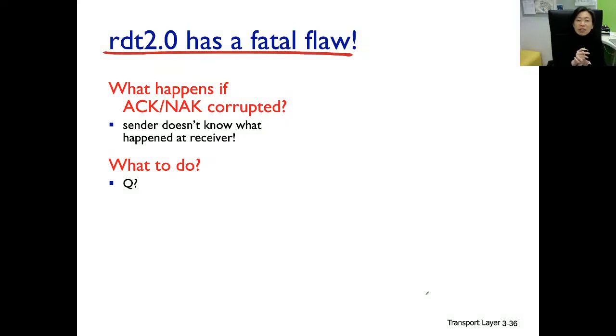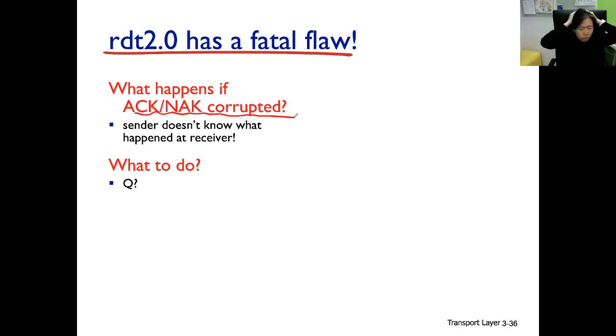But RDT 2.0 has a fatal flaw. If data can be corrupted, therefore a receiver needs to send ACK and NACK to provide feedback to the sender. The ACK and NACK coming from the receiver to the sender, those packets can also be corrupted. So what if that feedback packet is corrupted? Then the sender will not know whether it's really an ACK or a NACK.